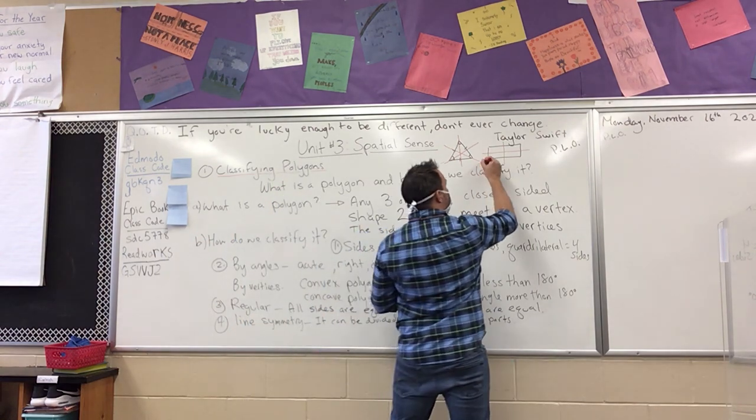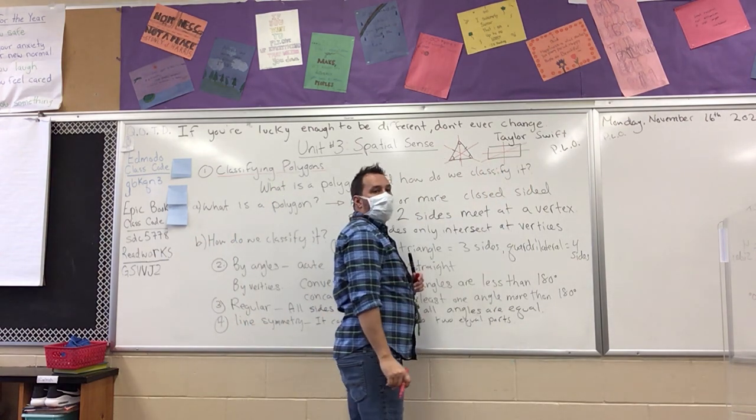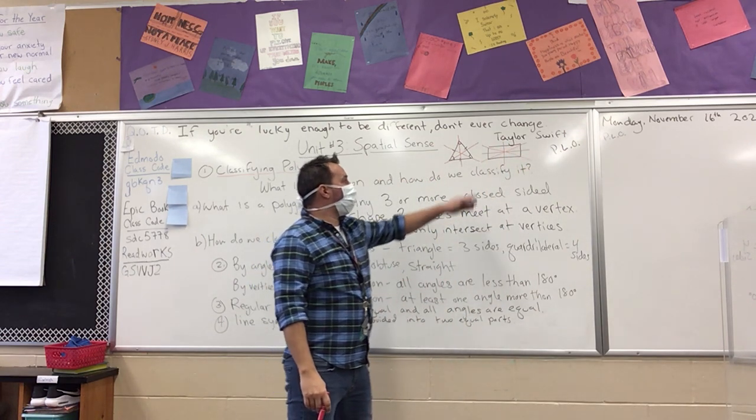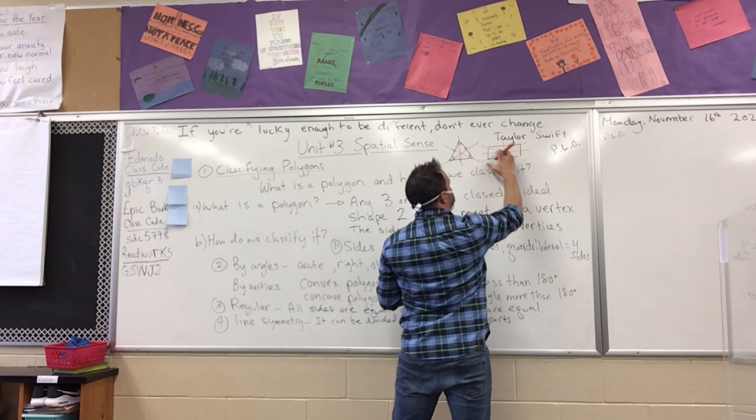Could I do this? No. No. Could I do this? No. No, it's not going to work, right? So this rectangle would have 2 lines of symmetry. Okay?